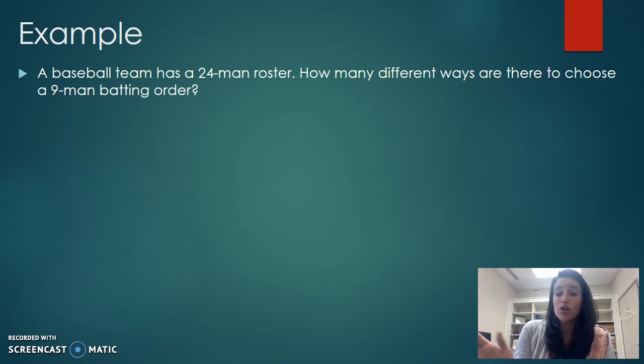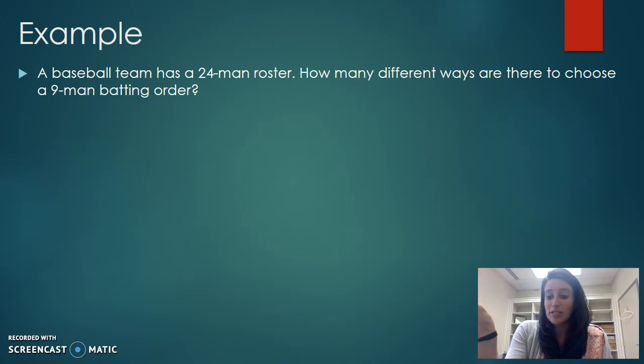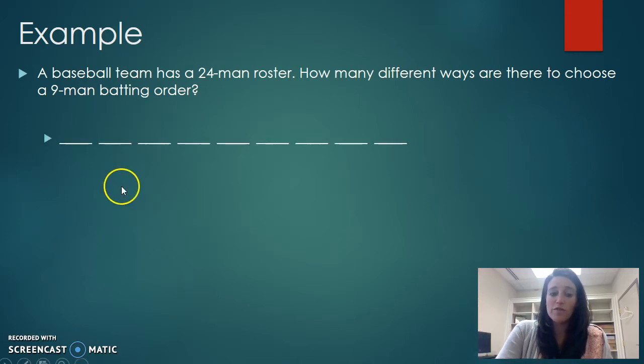So batting orders are an ordered set. Once we choose a person to bat first in the lineup, that person cannot be chosen again. We have one fewer option. So we want to fill in these 9 blanks, treating them like this person will bat first, this person will bat second, and so on. So if there are 24 people on the roster, I have 24 choices for the first blank. But once I make a choice, then there's 23 people left to choose from, then 22, then 21, and so on. And think about what number I would have to end with if there are 9 people in this batting order.